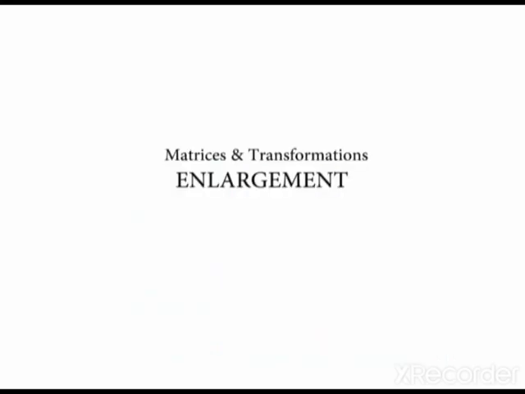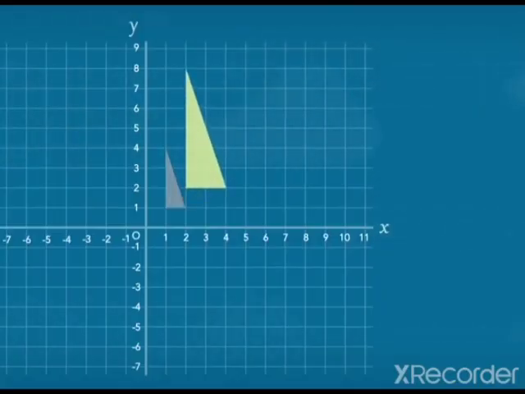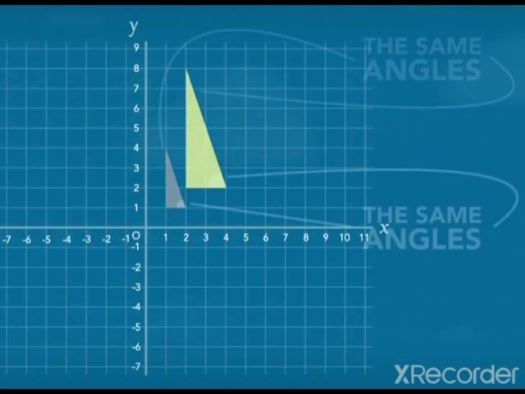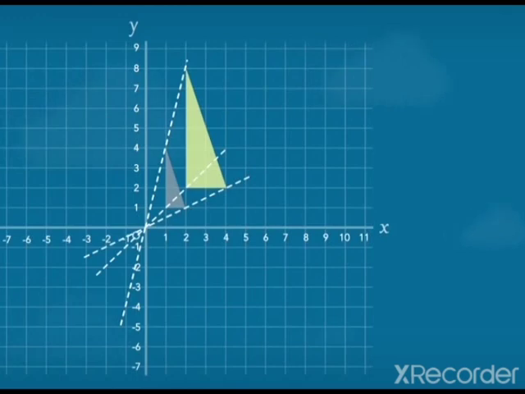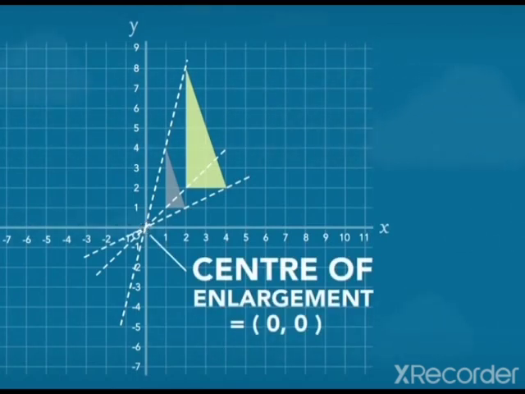An enlargement is a transformation that increases or decreases the size of a shape. The sizes of the sides of the shape increase proportionately. In this example, the image is twice the size of the object. Each side on the image is twice the size of the corresponding side on the object. The angles, however, do not change. We say the object has been enlarged by a scale factor of 2. If you join the corresponding points on the image and object, they intersect at a point. This is the center of enlargement. An enlargement is fully described by the center of enlargement and the scale factor.